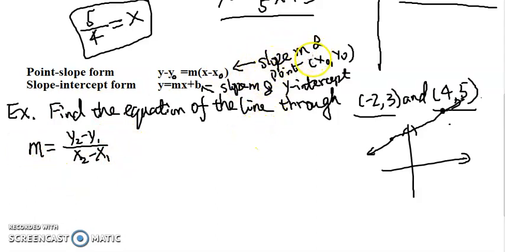But the second piece of information, we either need a point or the special point on the y-axis. As you can see, these two points, (4, 5) and the other point, (-2, 3), neither of them is on the y-axis. So they're not the special point. And that means we cannot use the second formula directly.